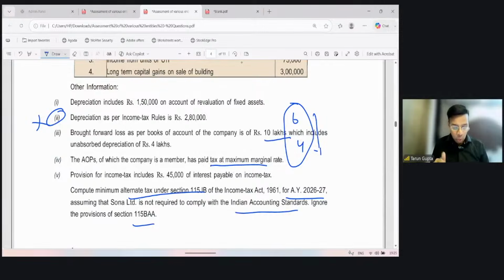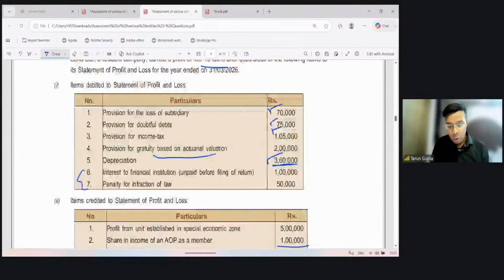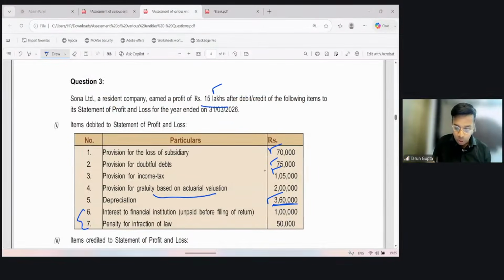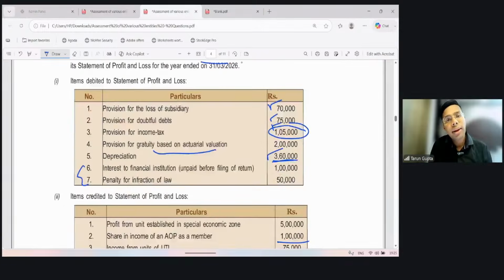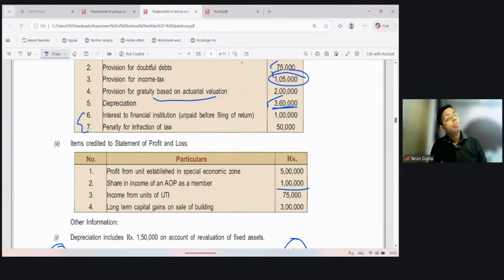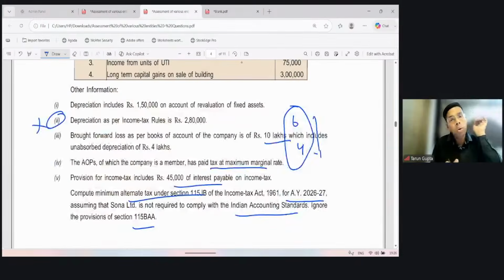Provision for income tax includes 45,000 of interest payable on income tax. So this provision for income tax of 1,05,000 includes 45,000 towards interest. The MAT provisions say the income tax shall include the income tax, surcharge, cess, interest, dividend distribution tax. So the interest is also not allowed as deduction for computing the book profit. So the entire 1,05,000 is to be reduced.